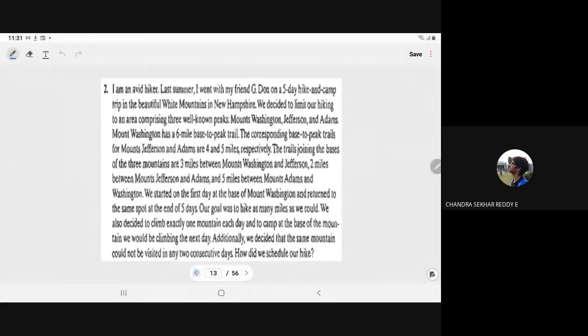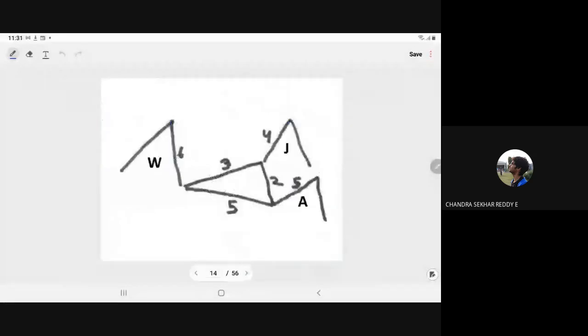So what is given to you? Let us suppose we have this figure. So here the distance from base to top, it is 6 miles. Similarly, for the Jefferson, distance from base to top, it is 4 miles, and for the Adams, it is 5 miles only. Right?